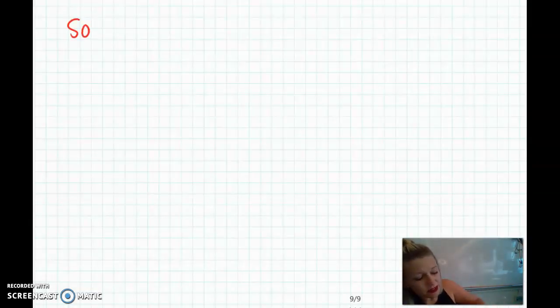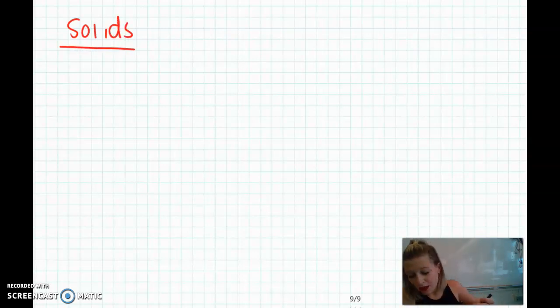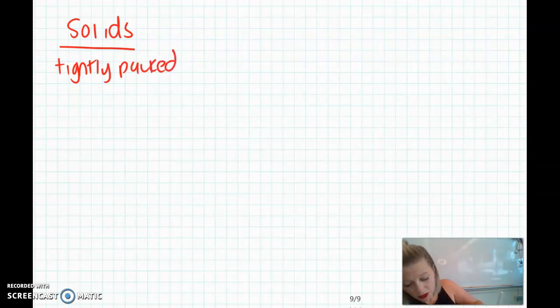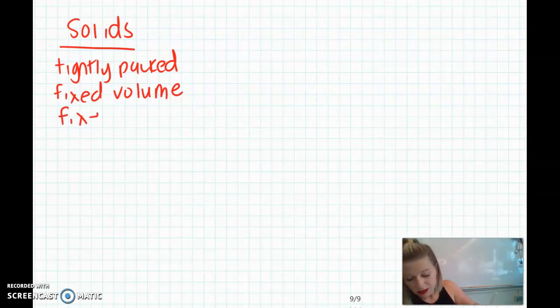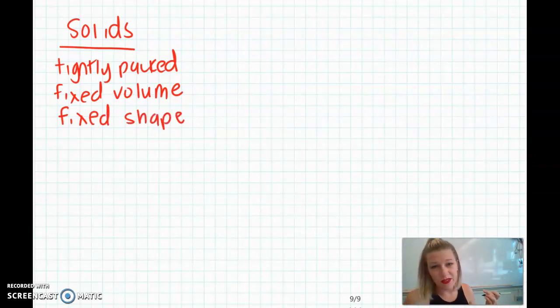So solids, and again, this is something you should have previously covered, but solids are typically going to be tightly packed. They are going to have a fixed volume, and they are also going to have a fixed shape. So a definite shape and definite volume, that's another way to word that. And they are typically very organized.